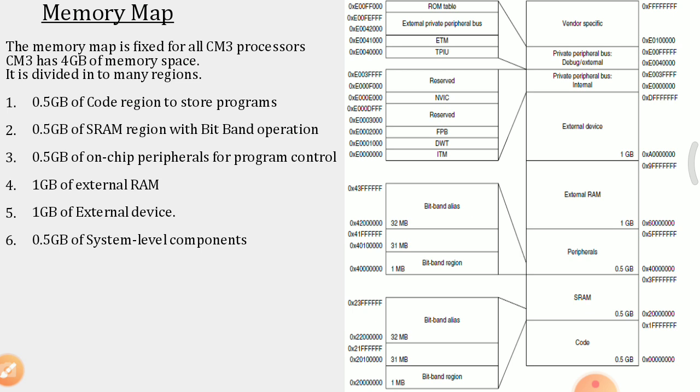So here it is divided into many regions. From the beginning, the first is the 0.5 GB code region to store programs. We have SRAM also, but if we store our programs in the code region, then fetching of that code will be easier and faster than from the SRAM.